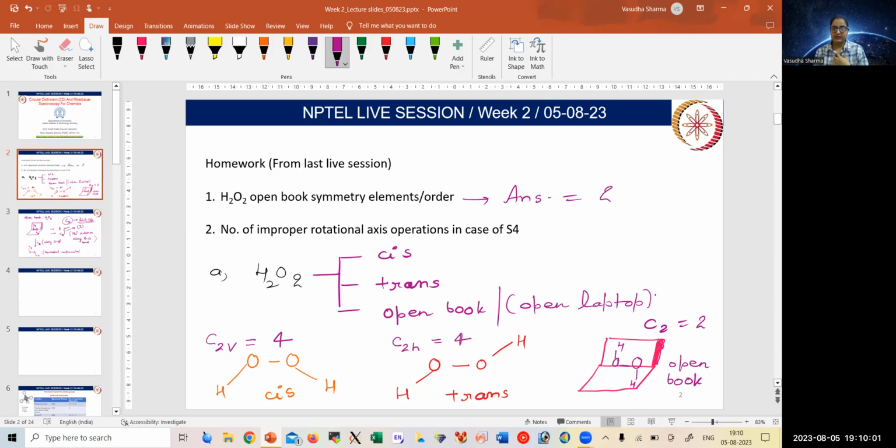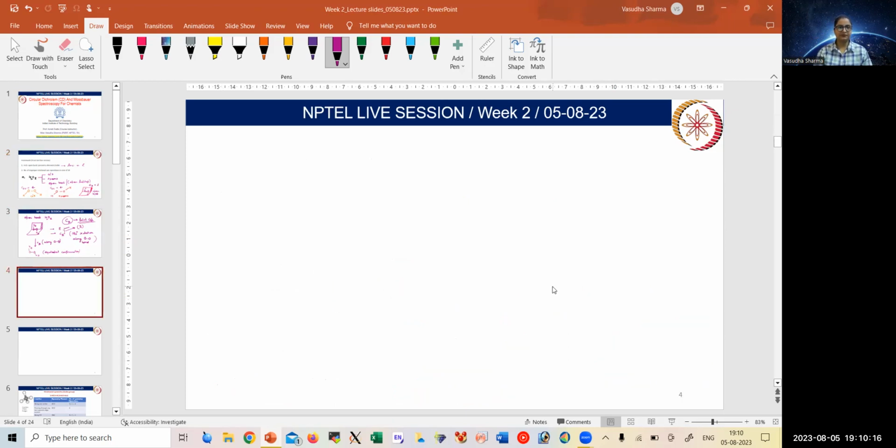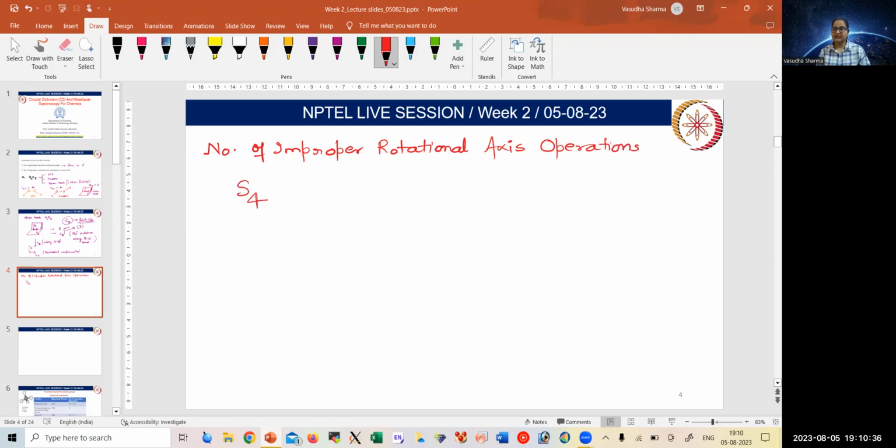Now we need to understand, as we discussed about S5 or S3 in the last live session, we need to find out the number of improper rotational axis operations present in case of S4. So here we will be taking up this. So we need to find out the number of improper rotational axis operations in case of S4. As I have already told you, Sn is equal to Cn into sigma h.